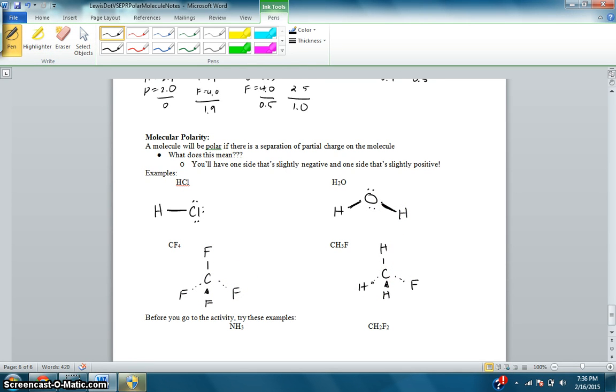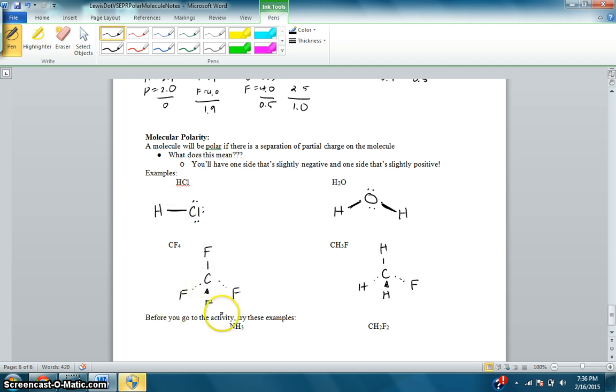Once you've got that done, I'd like you to go to the sub, and I'd like you to get the worksheet activity. In the worksheet activity, all you're focusing on is drawing the Lewis dot, drawing the 3D structure, and figuring out if it has polar bonds or if it doesn't have polar bonds. We'll do the next part in class tomorrow.